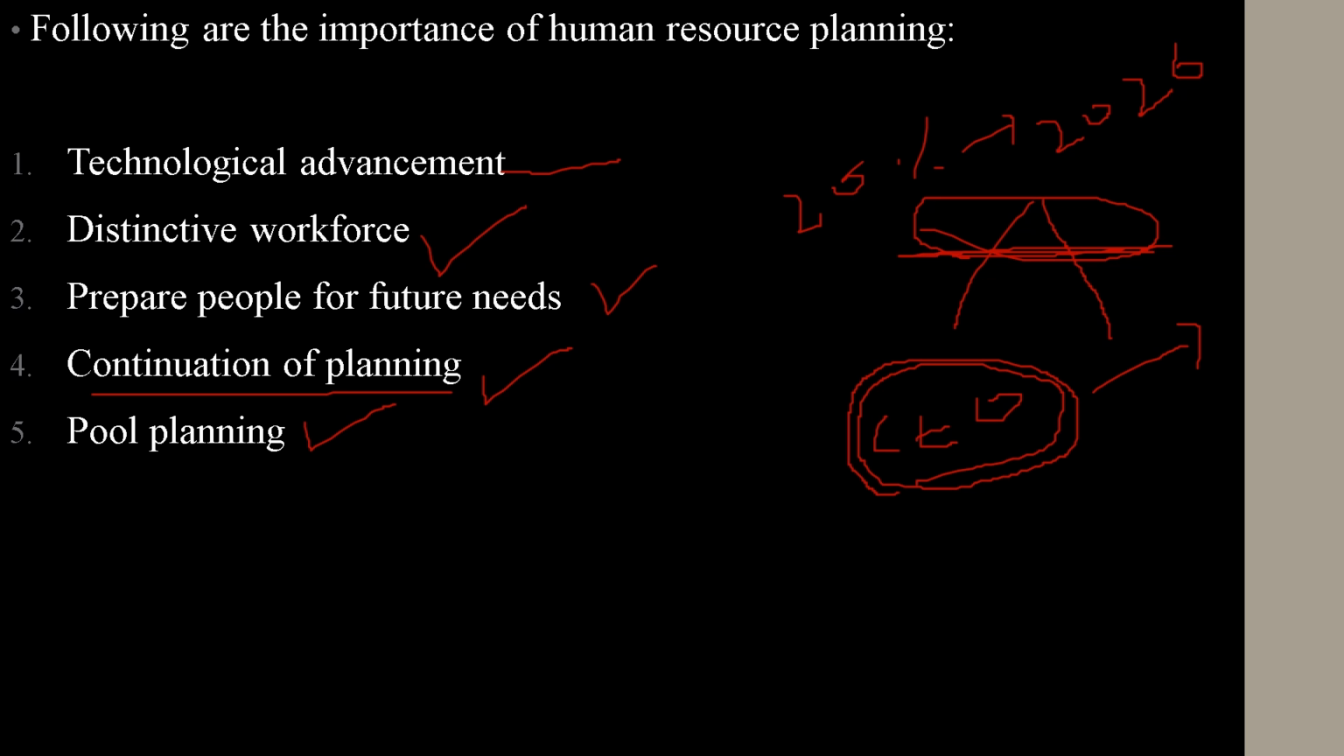Continuation of planning is very important here, right? Next we have pool planning. In the previous slide we have discussed it. There is always a pool of talented people available, meaning a collection of talented people, so that it will be easy for us if any higher positions need to be filled in the organization internally. So this is the importance of human resource planning.